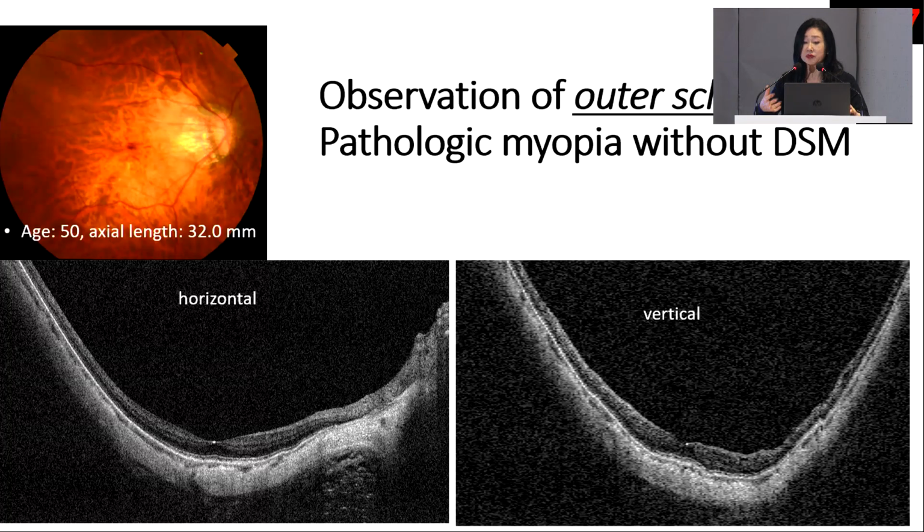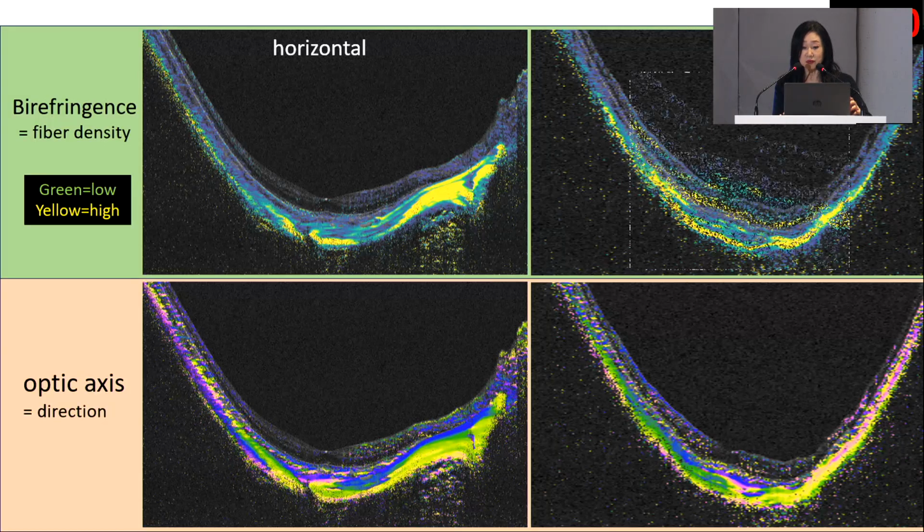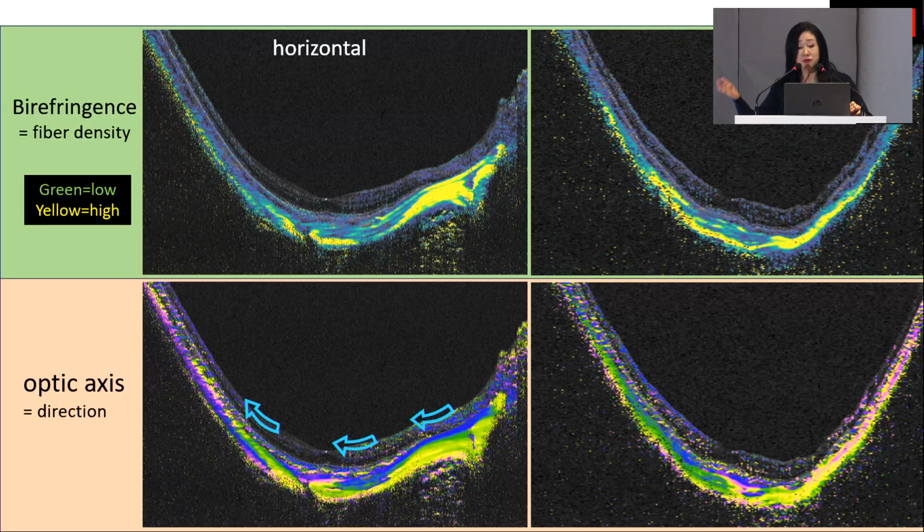And then to observe the outer sclera, we examined eyes with pathologic myopia, because in this case, we can see the entire thickness of sclera. And this is, again, upper panel is birefringence, and lower panel is optic axis. In density, in a vertical scan, you can see low density in the inner sclera and high density in the outer sclera. And in the optic axis image, inner sclera is thinned, maybe because of the choroidal thinning, but thin horizontal fibers run from the optic nerve toward the periphery.